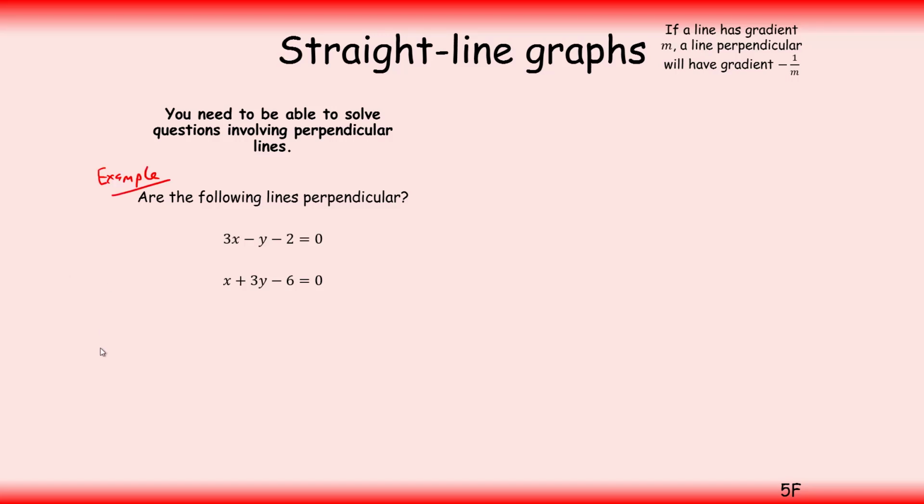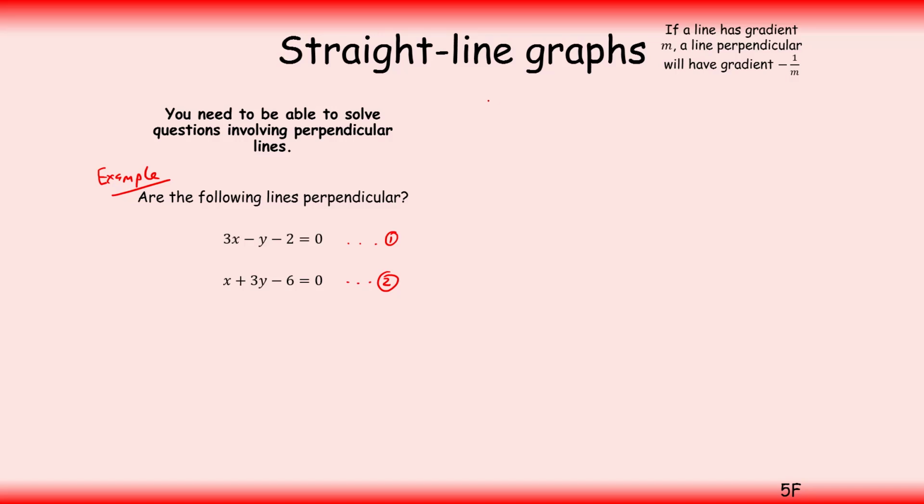So let's have a look at this example then. Are the following lines perpendicular? Let's just label them so it's easier to talk about them individually. Call that one 1, call that one 2. Now to find the gradient of a line, if I set it out as y equals mx plus c, then I can read off what m is.